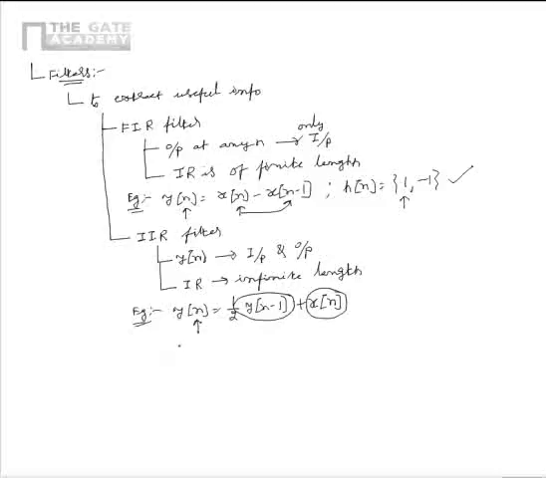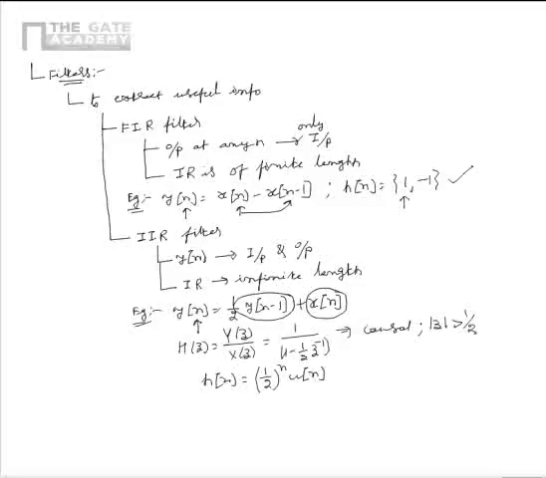To find the impulse response of the above filter, if we take Z transform on both sides and find H of z is equal to Y of z divided by X of z, we get H of z as 1 by 1 minus half z inverse. If the above system is causal, the ROC is mod z greater than half, as ROC should be outside a circle. So in this case, the impulse response can be written as h of n is equal to 1 by 2 whole power n u of n.